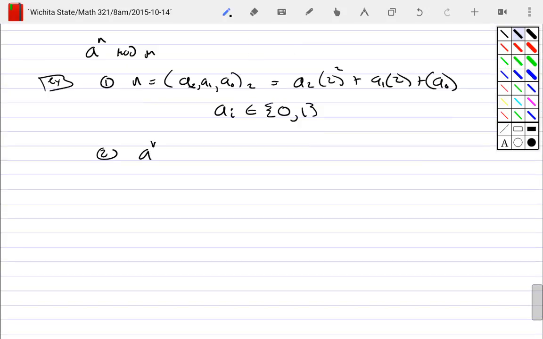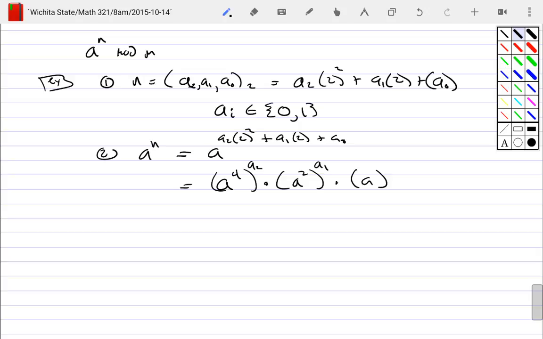What does a to the nth then mean? A to the nth means that n is a2 times 2 squared, plus a1 times 2 to the 1, plus a0. Is everybody okay with that? That expansion of n. What's addition of powers? It's multiplication of the bases. What is multiplication of powers? Exponentiation of the base, right? So what is this really? Mathematically, this really is a to the fourth to the a2 times a squared to the a1 times a to the 1 to the a0.